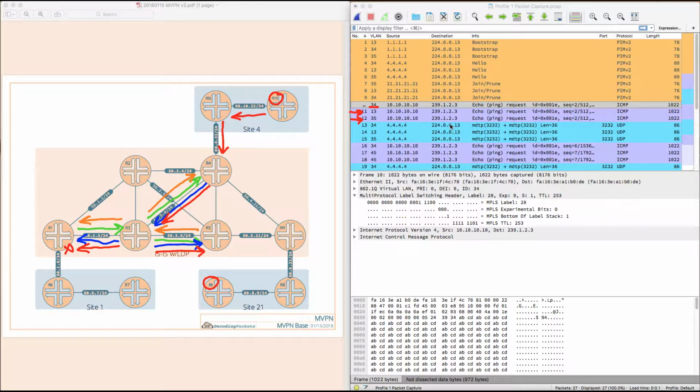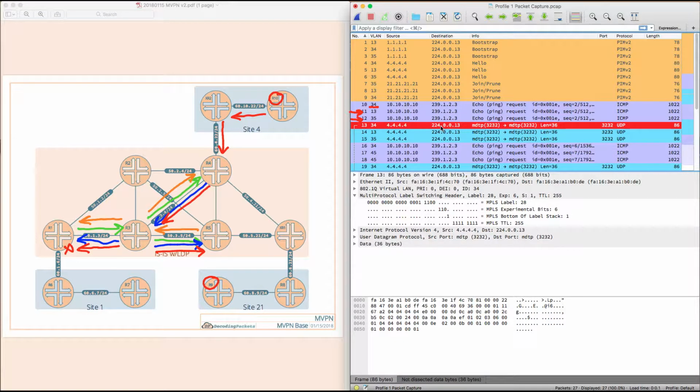Once R4 realizes that the rate of the packets is high enough, and we were sending these pings, they were big. Remember, they were 1,000 bytes, and they were also pretty frequent. I think it was either a ping bomb or we were sending one every second, something like that. So it's something to exceed that 1 kbps data rate. So 4444, or R4, then essentially triggers the switch over to the Data MDT. And this is on a well-known port. This is a UDP packet.